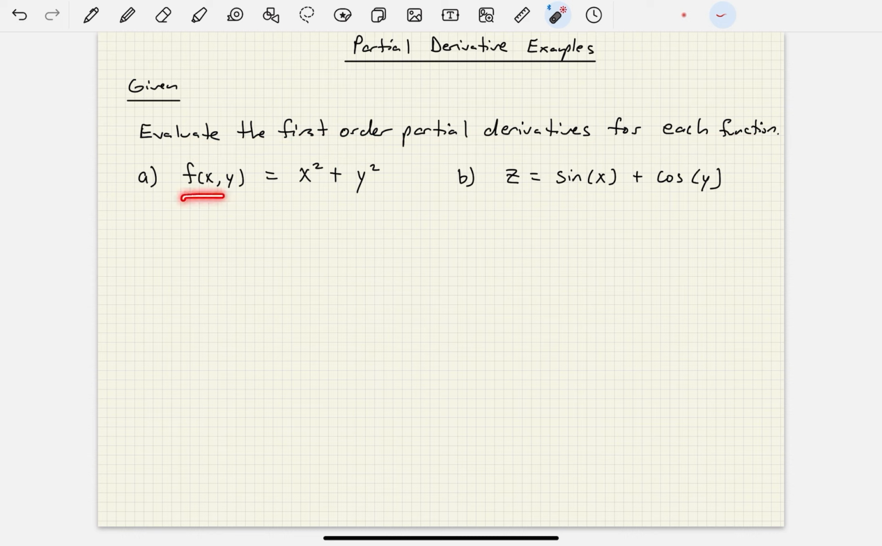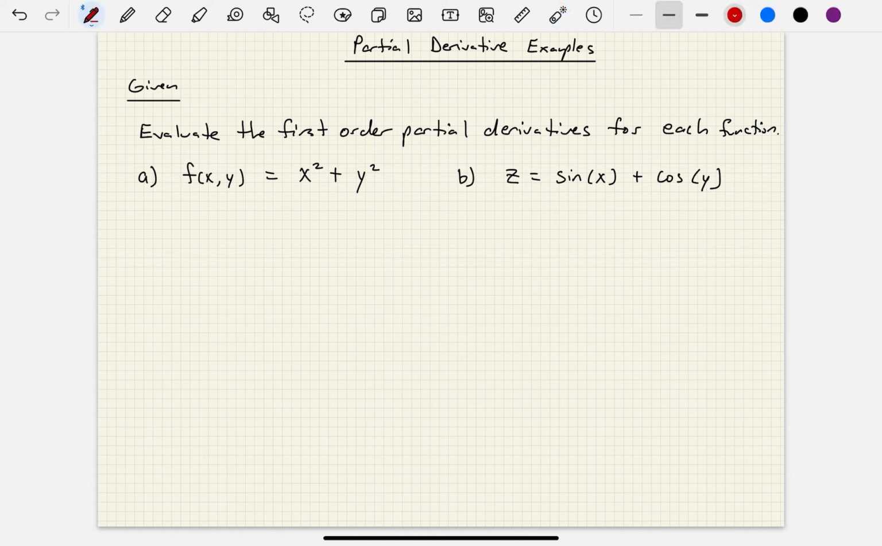So let's look at function A right here. We have f of x, y equals x squared plus y squared. So this is an example of like a paraboloid. It's like a three-dimensional parabola, okay, or a smooth parabolic surface, all right? The independent variables are x and y, okay, and the dependent variable is f.